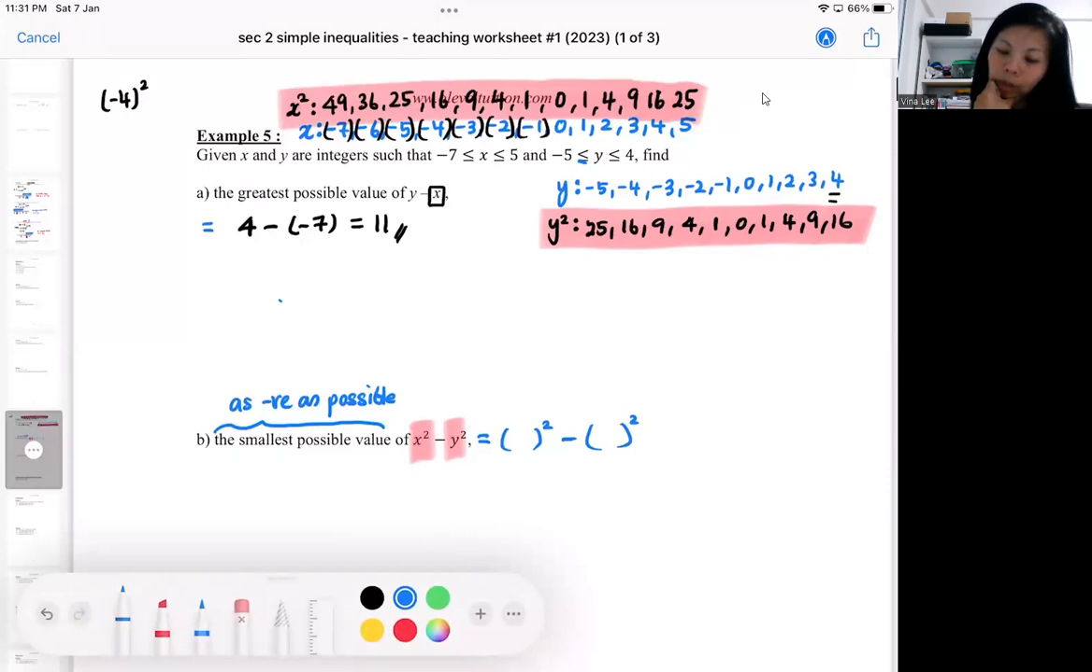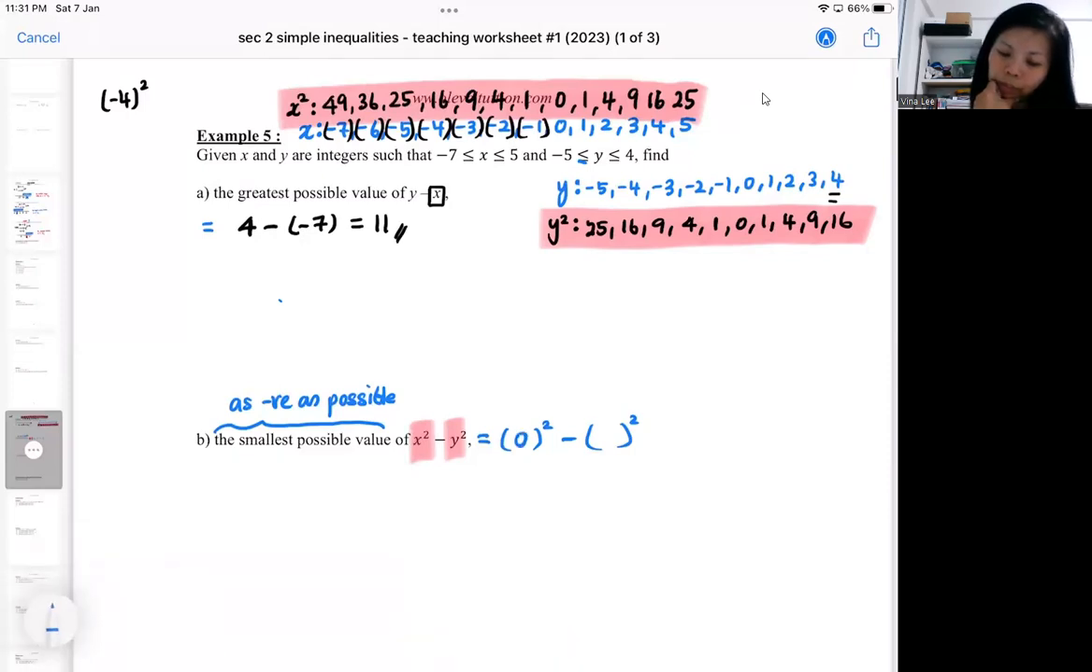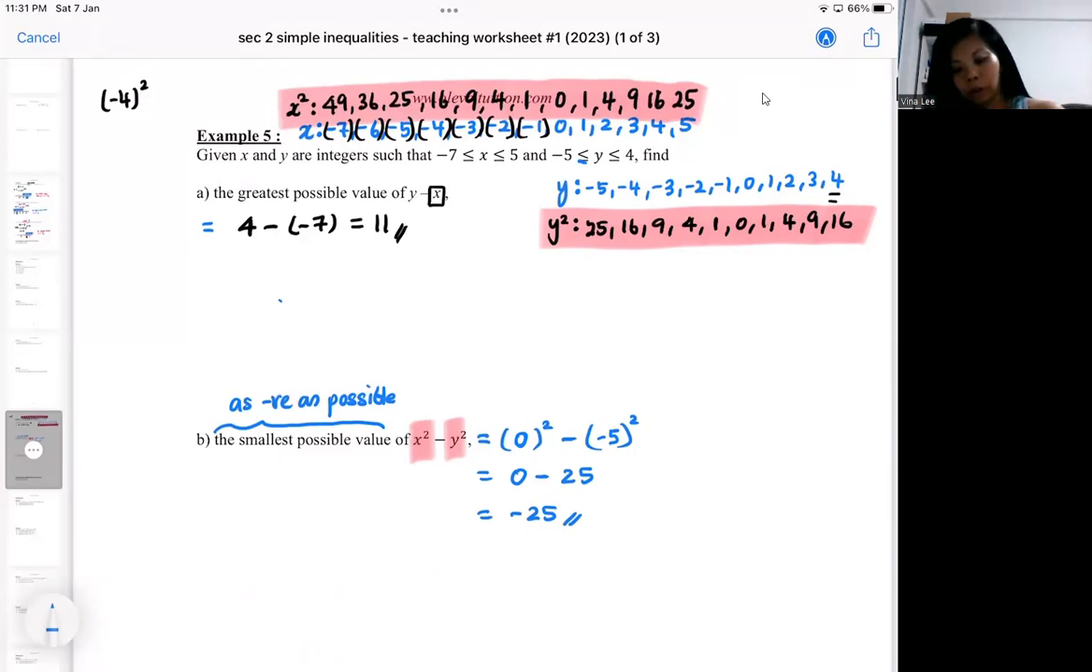The correct one will be you choose a 0 and you choose a -5 from y squared, because I will get a -25. So you will need to use a 0. Okay, so there is a trick. So if you have x cubed, then go play around with x cubed.